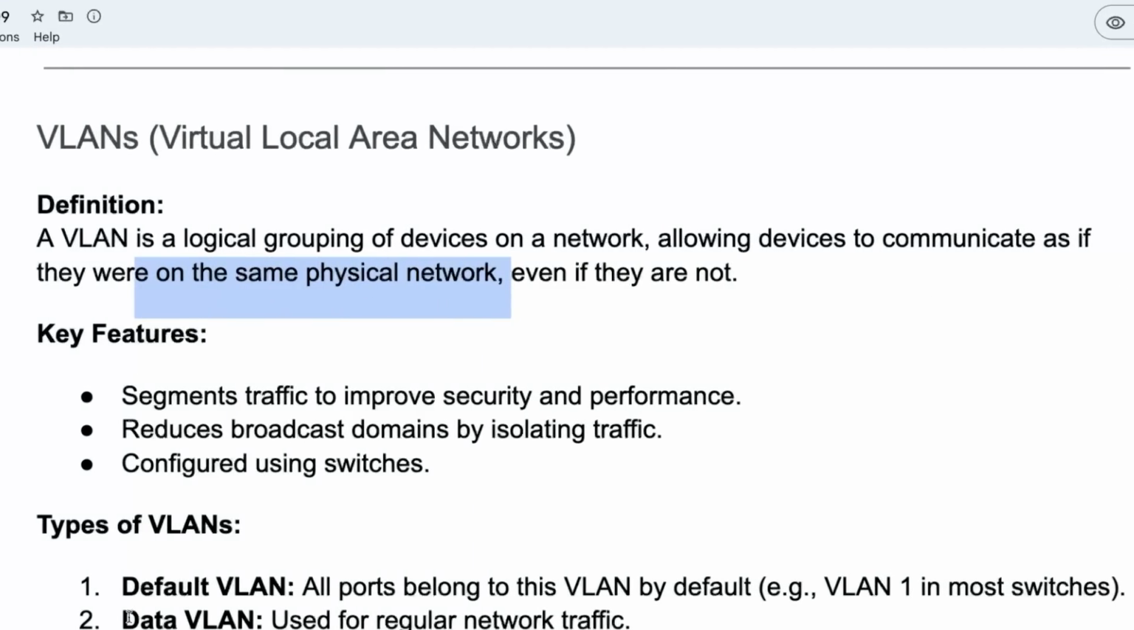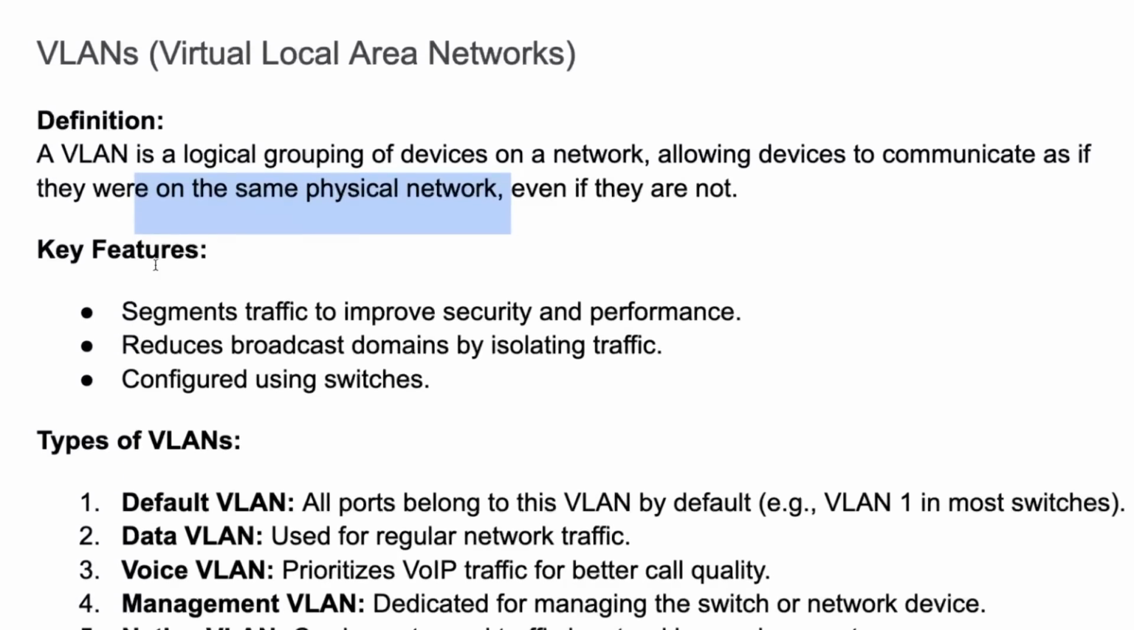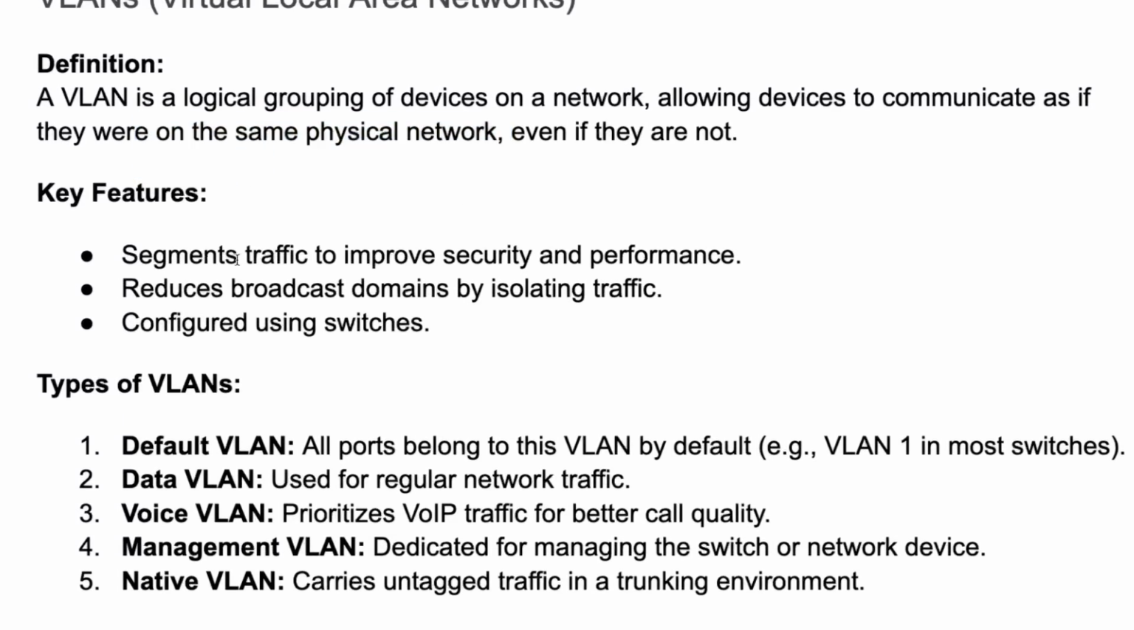Now, the key features of a virtual LAN, a virtual local area network, is that it segments traffic to improve security and performance. So each VLAN is acting as its own little LAN, and if somebody breaks into that virtual LAN, it's separate from all of the other LANs. Therefore, if anything happens, it stays within that little segment, so it improves security. And of course, they're getting their own segment, so the performance for them is also going to be increased, as if they are getting their own LAN instead of sharing the data with everybody else.